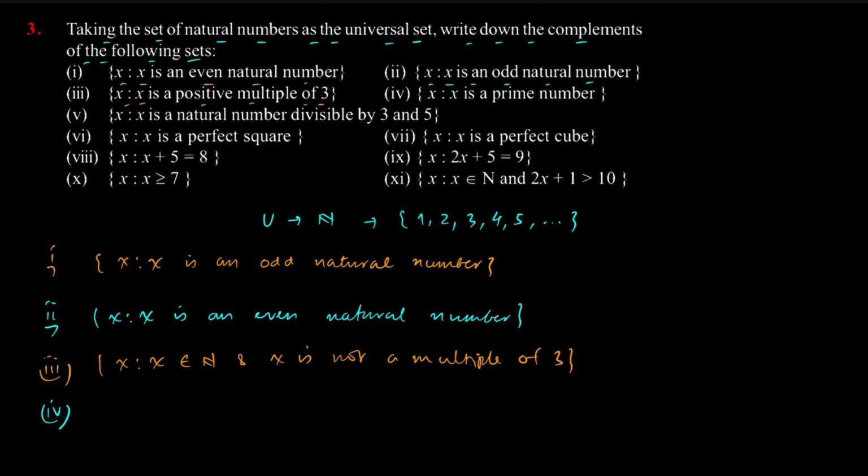Part number 4. X such that x is a prime number. So here we'll have to take all numbers which are not prime and which are natural, of course. So here the complement will be x such that x belongs to natural numbers and x is a composite number. We know that those numbers which are not prime are composite, and also x should not be equal to 1 as 1 is also not a prime number.